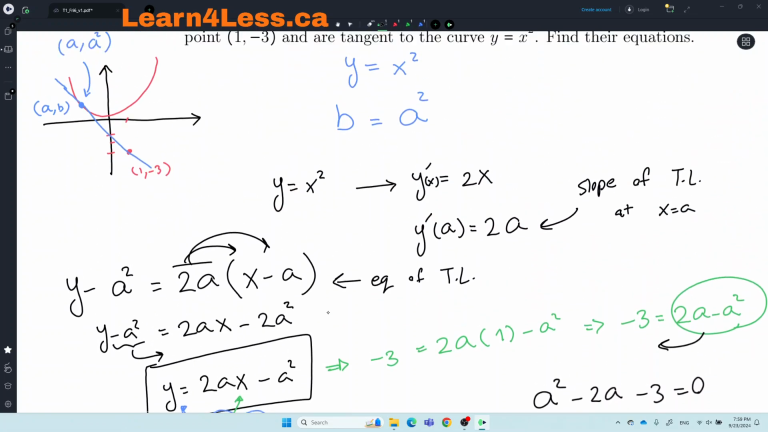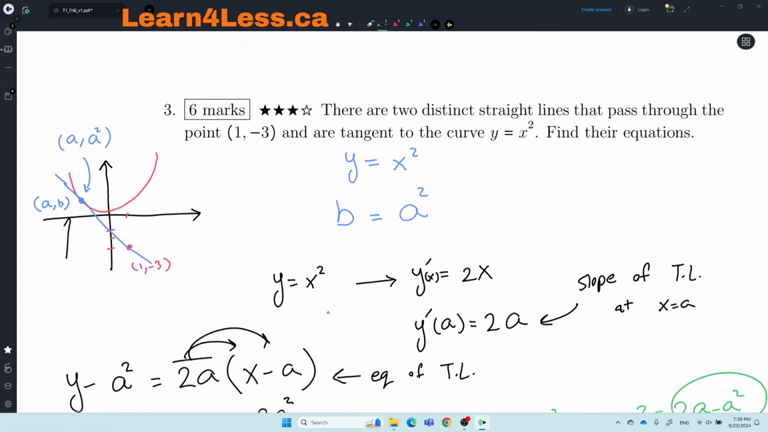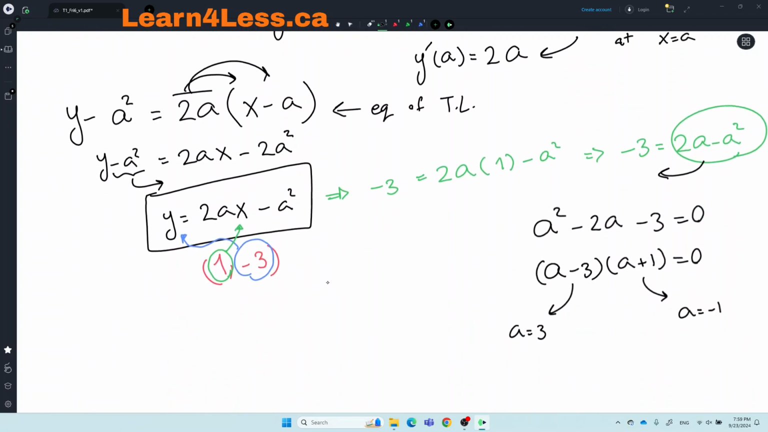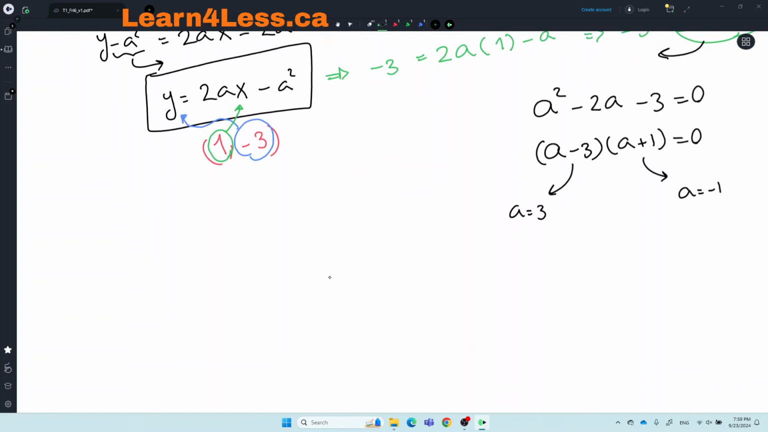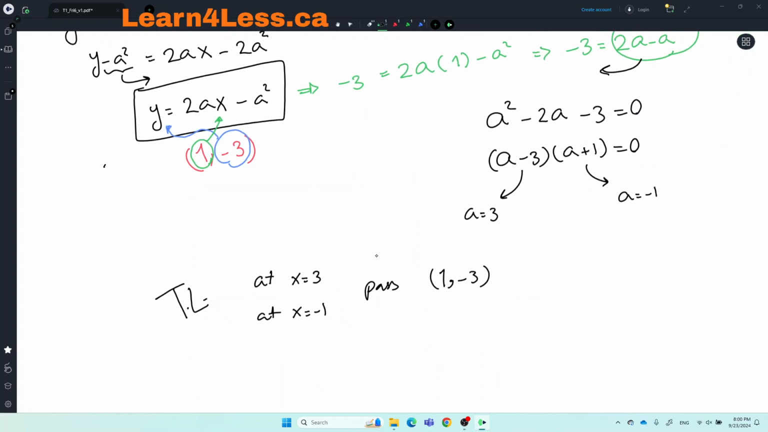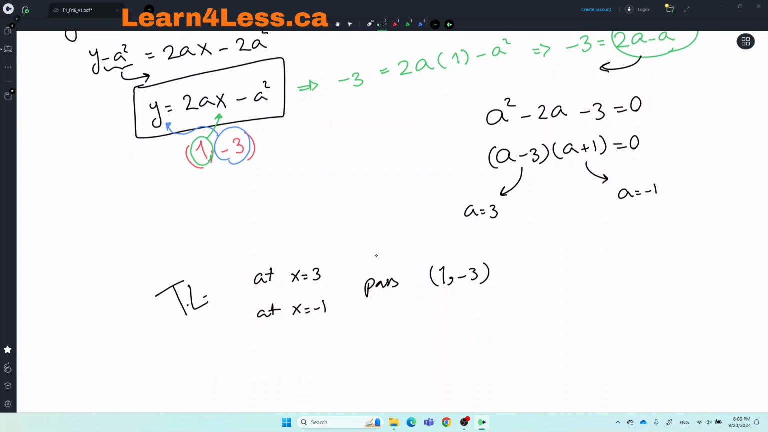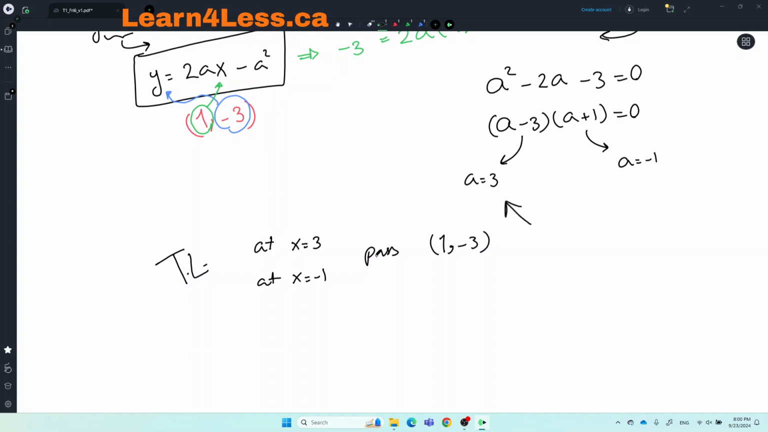What is a? a is the x coordinate of the point that we set. So we are claiming that at x equal to 3 and at x equal to negative 1, the tangent line at these two passes through the point which is 1 and negative 3. So we are claiming this one. And now let's write the equation of the tangent line. We already have the equation of the tangent line very generally, but let's write it specifically for these two a values.